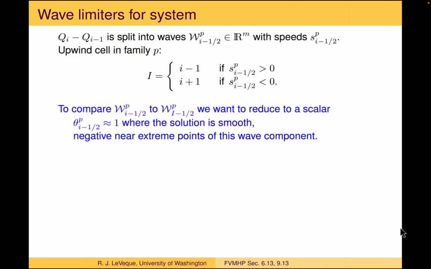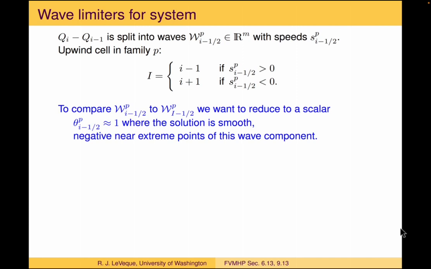But for a more general system, if we split the jump in Q_i minus Q_{i-1} into some set of waves, which might not even be the same number of waves as the number of equations in the system if we're using the Harten-Lax-van Leer method, for example. So we just have some set of waves propagating with some speeds. We want to do the same sort of thing. We want to look in the upwind direction.